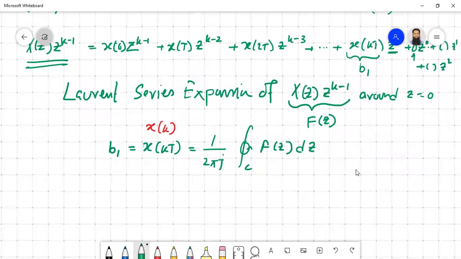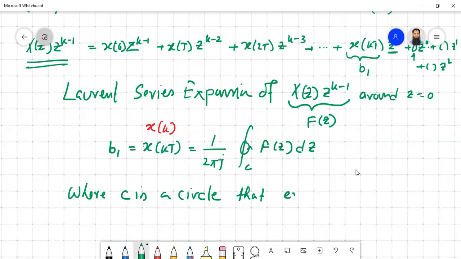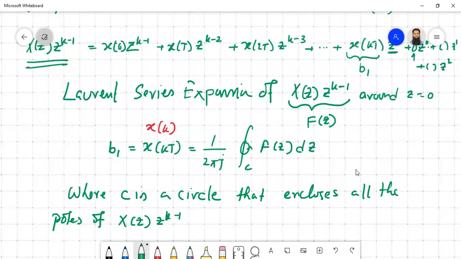Now what is C? Basically, we are just assuming a circle with a suitable radius that encloses all the poles of X(z) z to the power k minus 1. C is a circle, but as we know, it doesn't have to be a circle. It can be any closed contour. But for simplicity, we're saying that C is a circle that encloses all the poles of the function f(z). In this case, it is X(z) z to the power k minus 1.